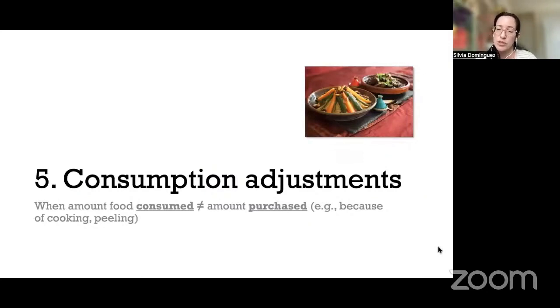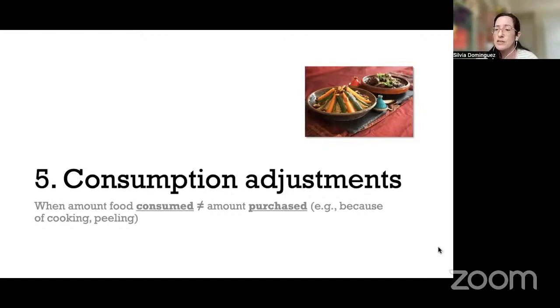This means that for some foods, like milk or bread, the amount consumed is pretty much equal to the amount purchased, okay? You purchase a loaf of bread that weighs 350 grams, you will eat the whole thing pretty much. But for other food items, like let's say bananas or eggs, the amount of food consumed is not necessarily the same as the amount you purchase, because there will be steps like peeling or cooking that would change this volume. So this is something that we can and that we should consider in our estimates.